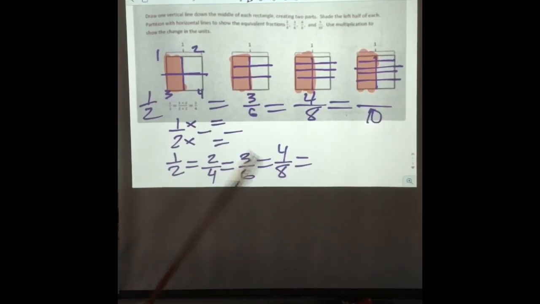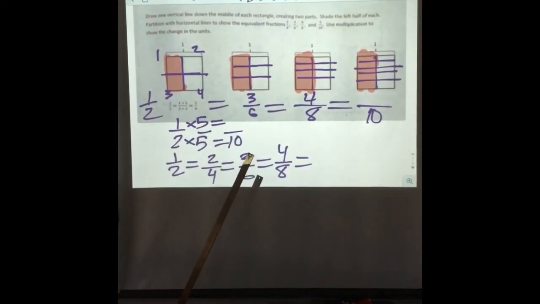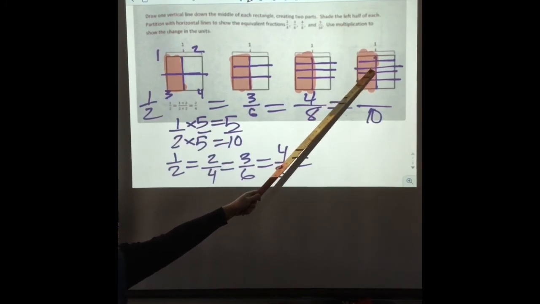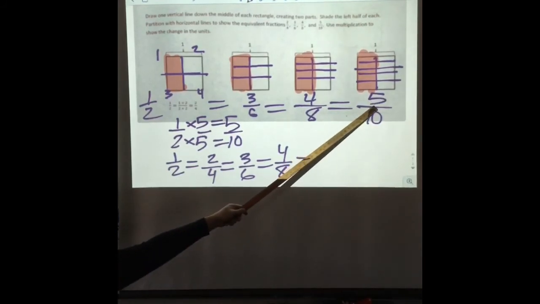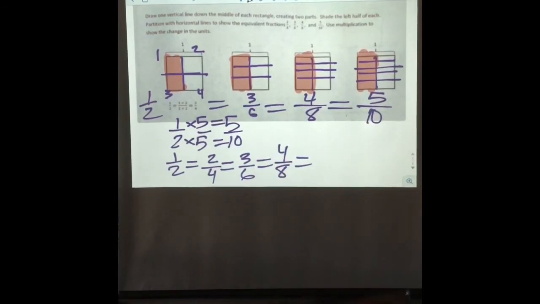Top numbers, so we're multiplying by 5. 2 times 5 is? 10. Right on. 1 times 5 is? 5. Now let's check and see if we've done it correctly. Let's just count the shaded in area. 1, 2, 3, 4, 5. So our top number would be 5. 5 is what to 10? Half. Everybody say that. 5 is half of 10.